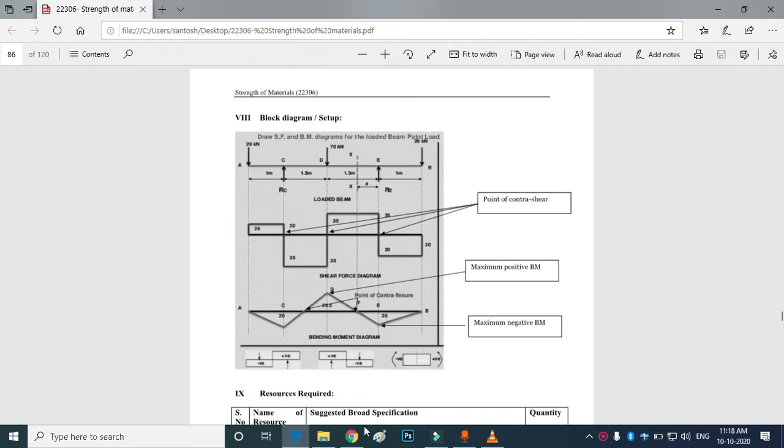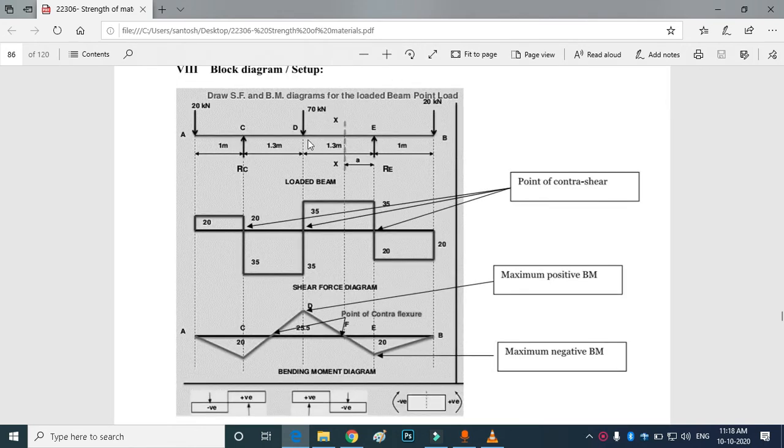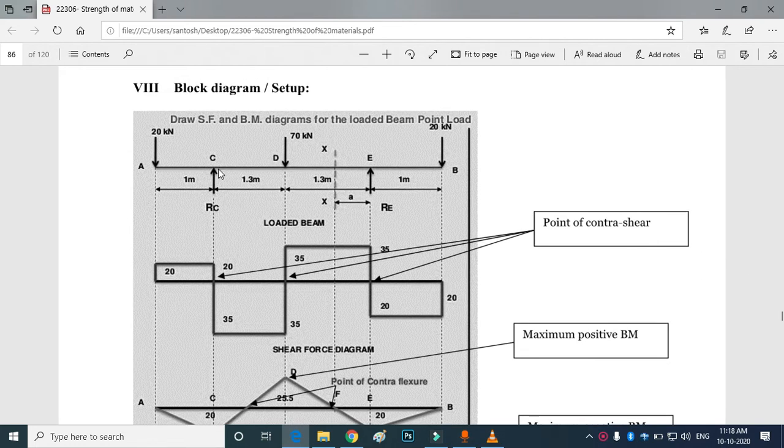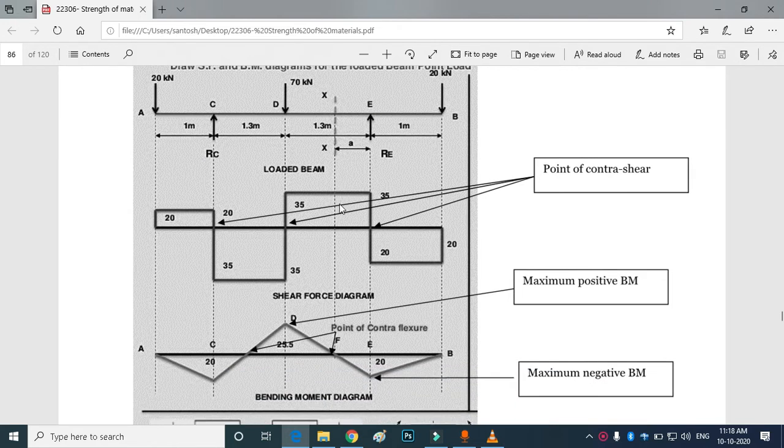So again moving forward, here you can see one of the block diagram or setup given of the beam. The beam over here is a type of overhanging beam, as you can see, which is overhanging at both its ends. The loads acting on it are the point loads. So you can see 2 supports are there and 3 point loads are there, and from that when we calculate it manually, we will get this type of SFD and this as our BMD.